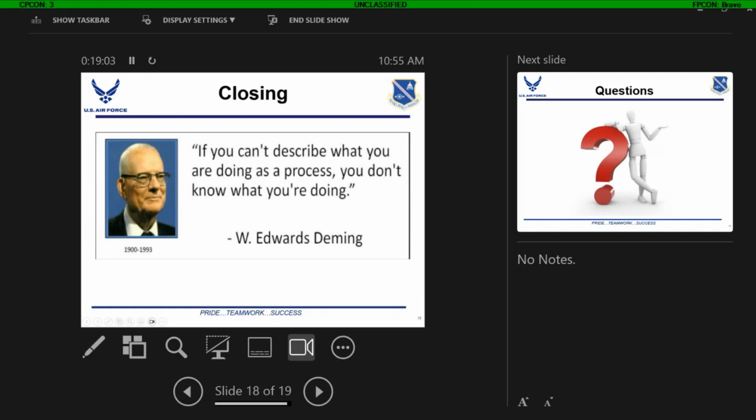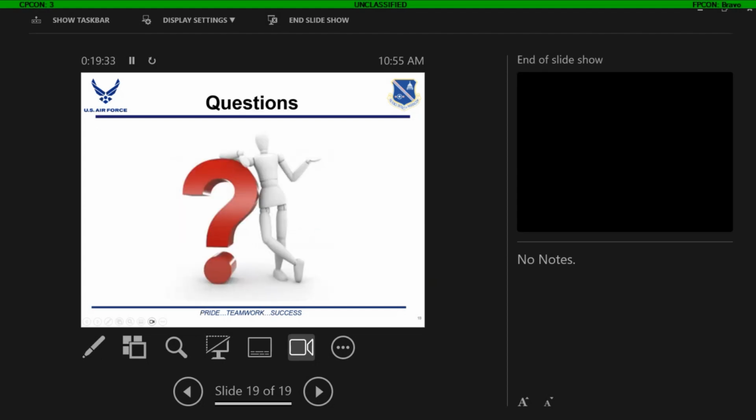I'm going to leave you with a quote from Mr. Edward Deming, known as the father of quality. He said, "If you can't describe what you are doing as a process, you don't know what you're doing." If you think about that, everything we do is a process. There are steps to it, a beginning and an end. Once you can describe that process, now you can start learning to see the waste within it. Any questions?